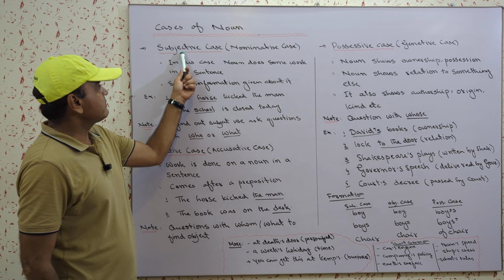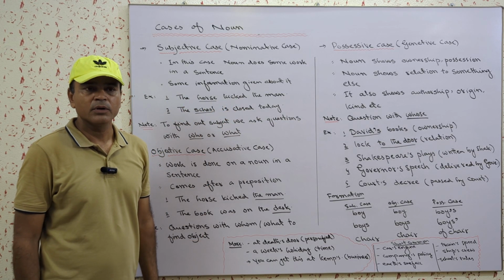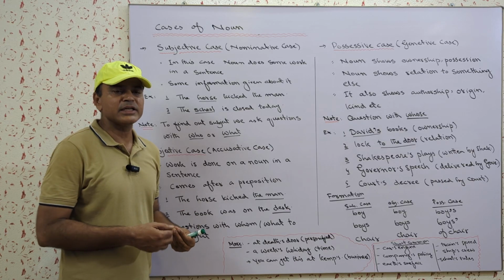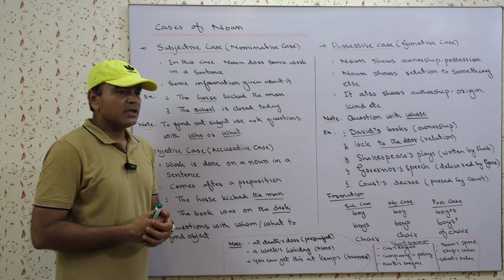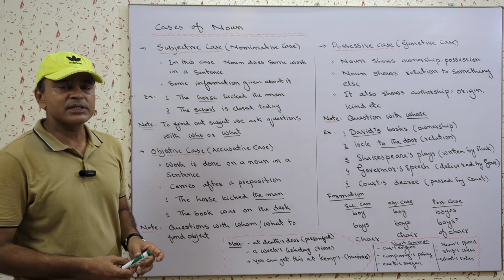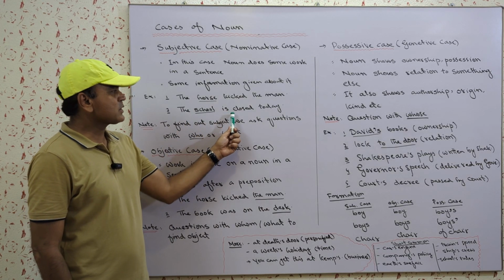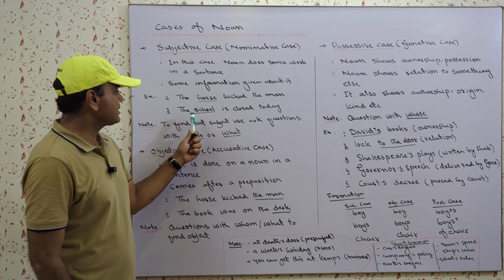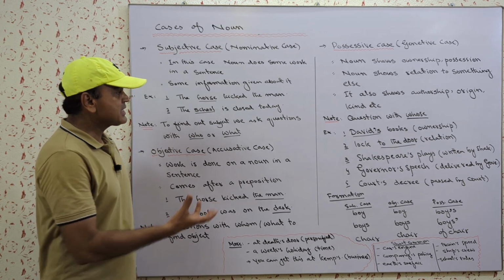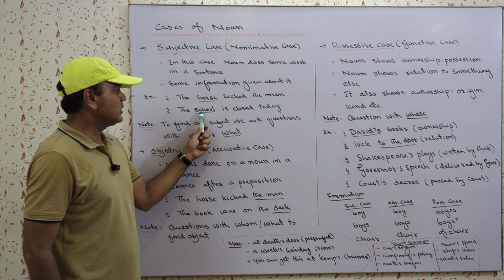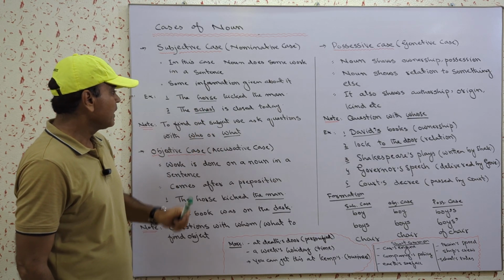Another aspect of the subjective case or nominative case is that when information is given about a noun, it is not always that a noun does some work in a sentence. When some information is given about the noun, it is also called the subjective case. For example, the school is closed today. In this sentence, the noun is school and school is not doing any work, but some information is given about school, that is, it is closed. So this in grammar is also called subjective case.